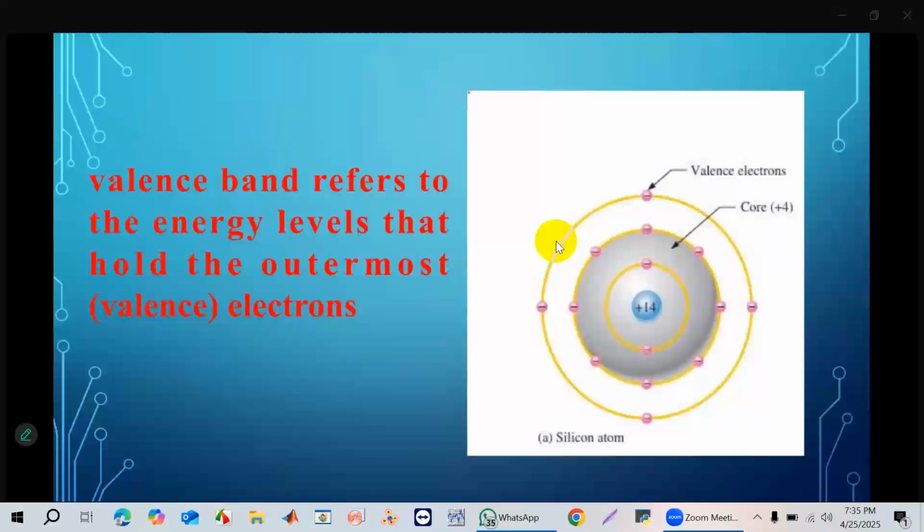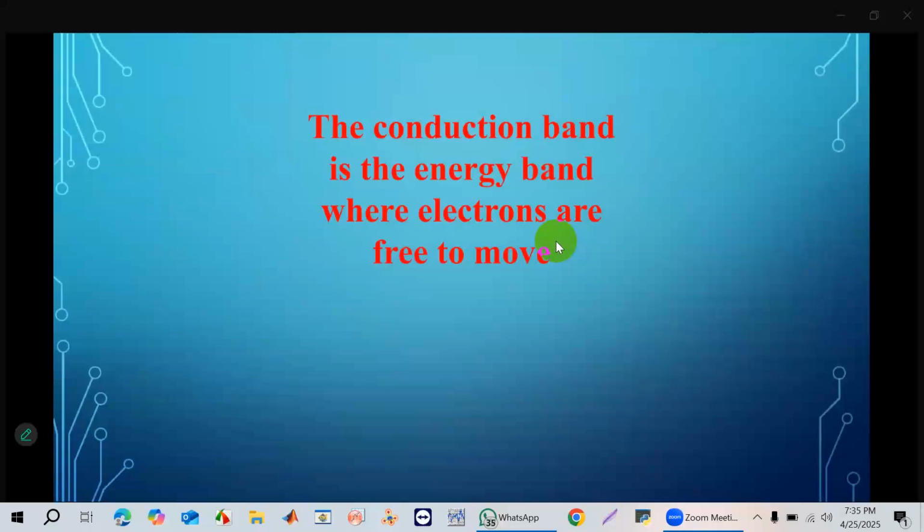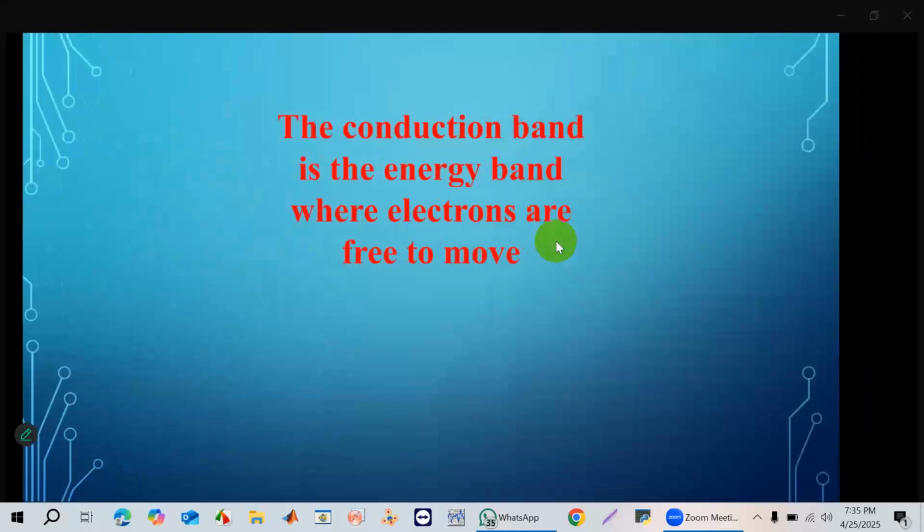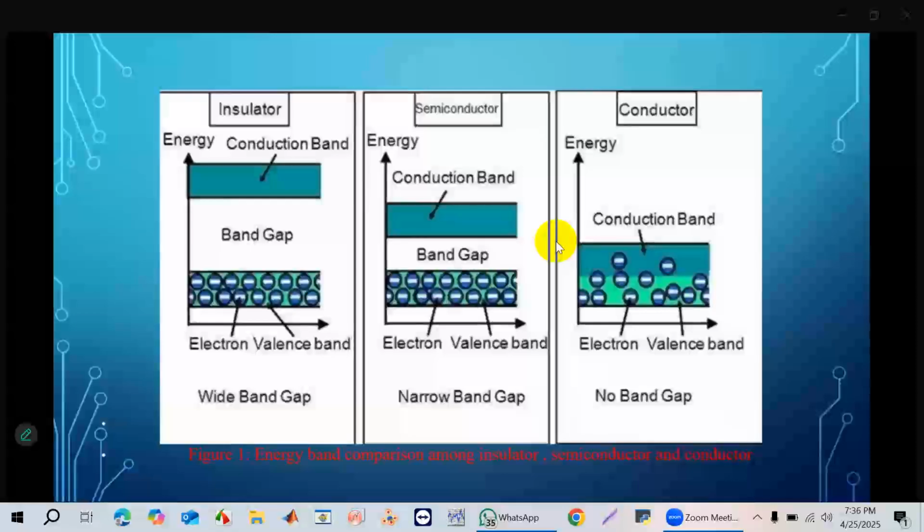On the other hand, when the electrons are free to move, they are in an energy level called the conduction band energy level, where the electrons are totally free to move. The difference between valence band and conduction band is known as the band gap. In case of an insulator, the band gap energy is very high, so only a few electrons can move from the valence band to the conduction band.